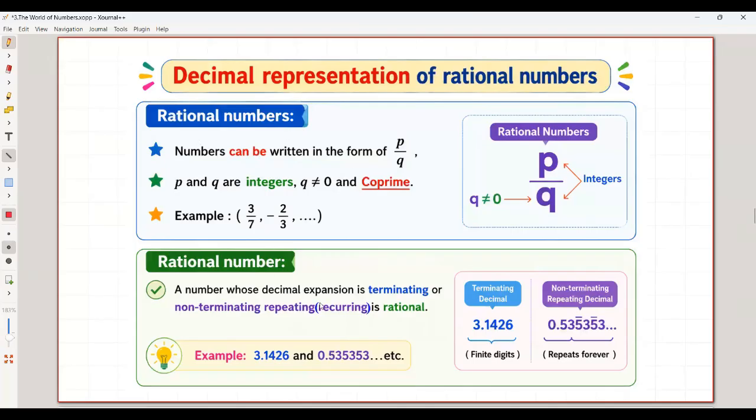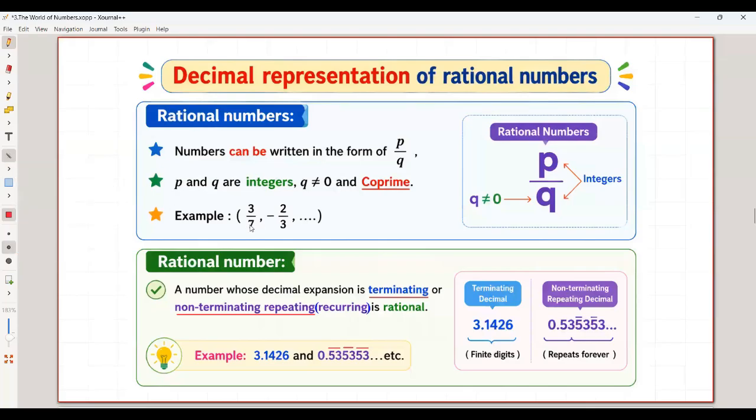Based on the decimal expansion, we have another definition for a rational number: a number whose decimal expansion is terminating, or non-terminating repeating, is called a rational number. For example, 3.1426 is terminating, or 0.535353 is non-terminating but recurring. 5353 is recurring, repeating. Therefore, this comes under rational numbers.